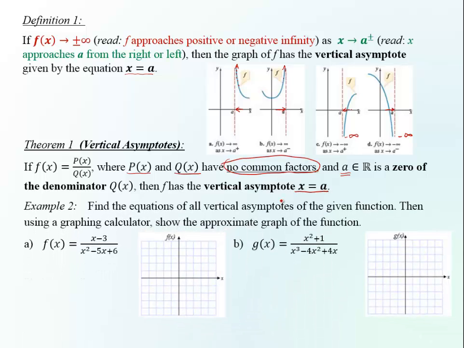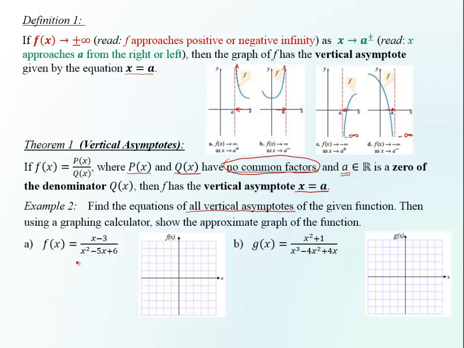Okay, so knowing this fact, let's practice a little bit. Find the equations of all vertical asymptotes of the given function. Then using a graphing calculator, show the approximate graph of the function. And we have two examples.